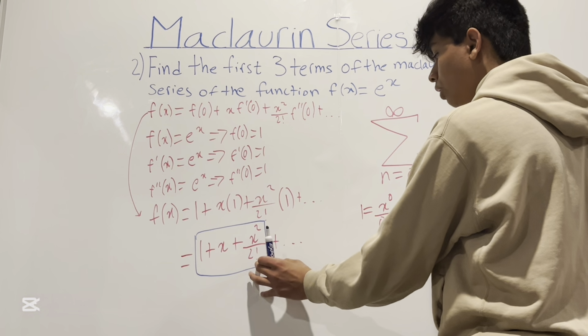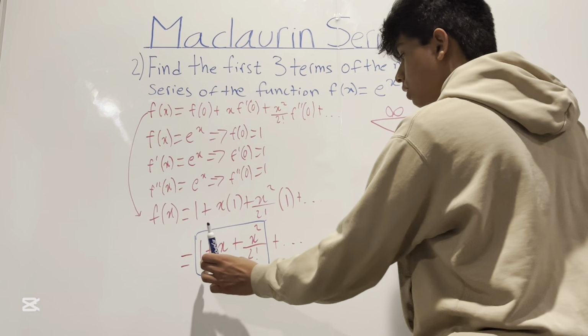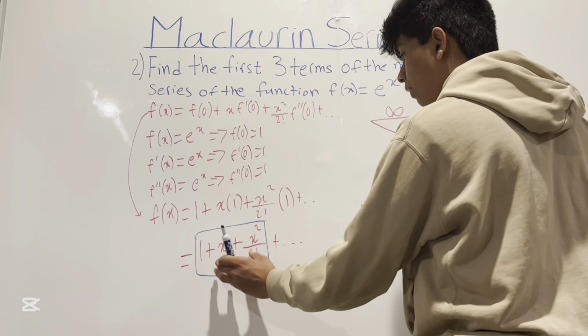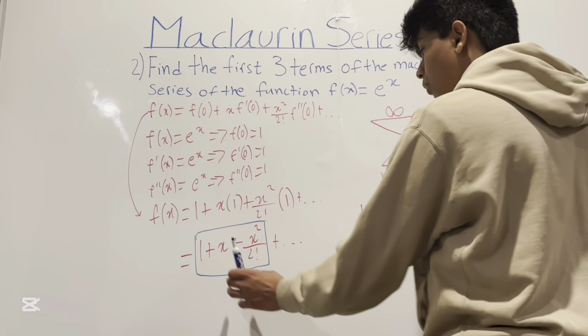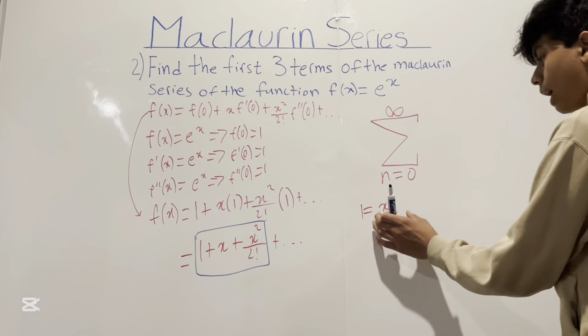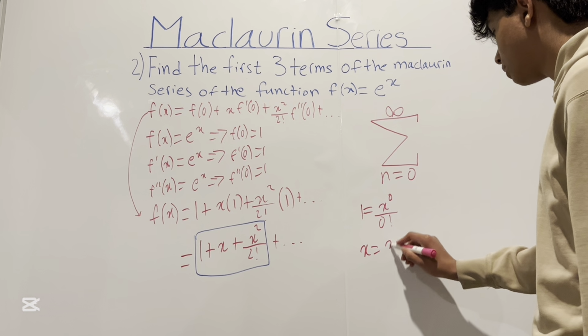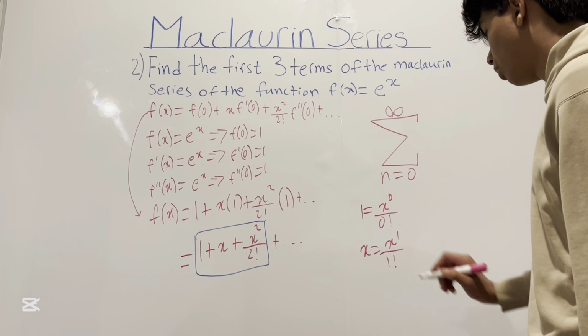This is 2 factorial, and this has to be 1 factorial, and this has to be 0 factorial. And the thing is, 0 factorial is the same as 1 factorial because they're both equal to 1, which is why you don't see a denominator for the first and second term. So that's why I wrote it in this format, and we'll do the same thing for x. So x is equal to x to the 1 over 1 factorial.